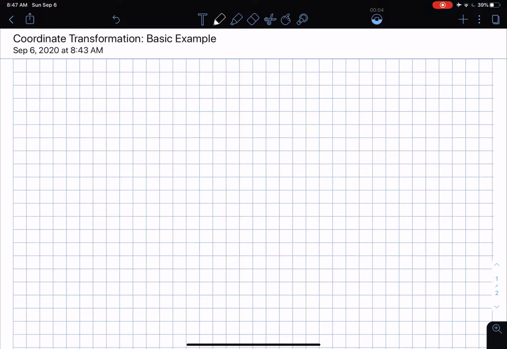In this brief concept talk, I'm going to consider coordinate transformation between two orthogonal frames. As a hypothetical example, let's consider the following.